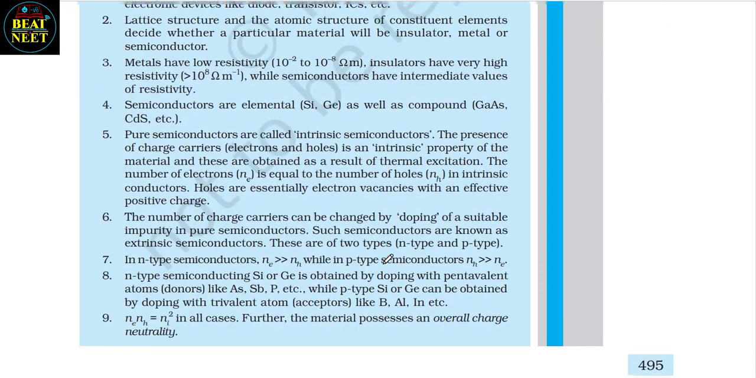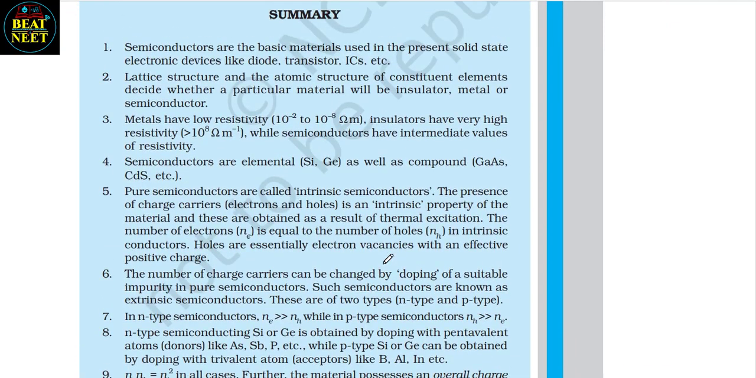Summary. Number 1. Semiconductors are the basic materials used in the present solid-state electronic devices like diode, transistors, ICs, etc. Number 2. Lattice structure and the atomic structure of constituent elements decide whether a particular material will be insulator, metal or semiconductor. Number 3. Metals have low resistivity, 10 to the power minus 2 to 10 to the power minus 8 ohm meter. Insulators have very high resistivity, that is greater than 10 to the power 8 ohm meter, while semiconductors have intermediate values of resistivity.